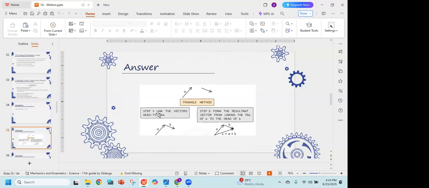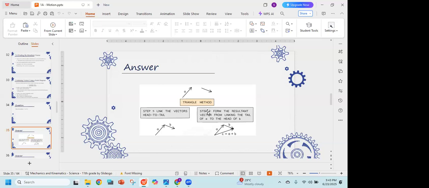So can you see here? First of all, link the vectors head to tail. Can you see the head of this vector is touching the tail of that B vector. Also see the direction it is. Can you see it's the same direction as it is? You can't change direction really. We have to represent it the same way. Right? That is the first step.